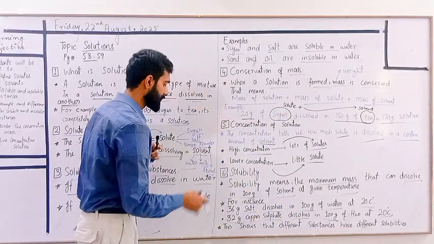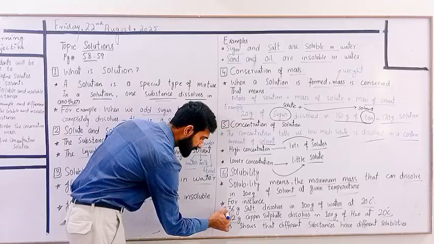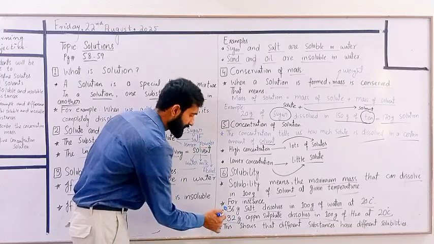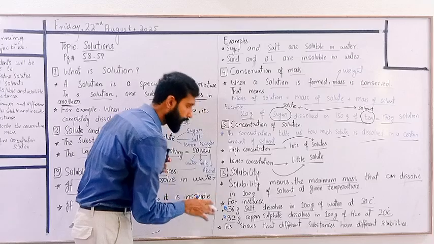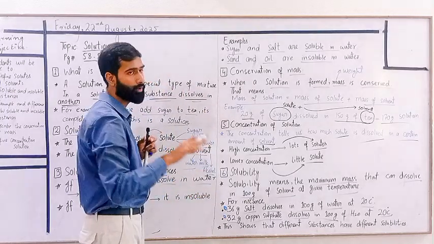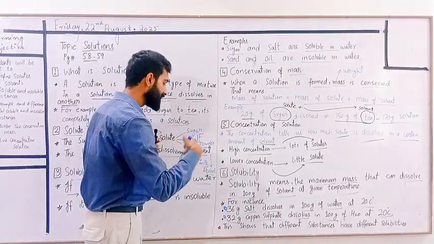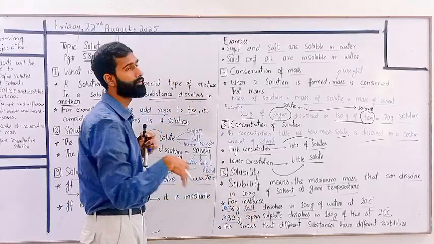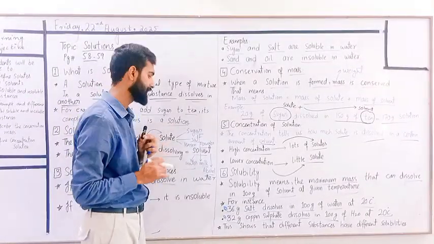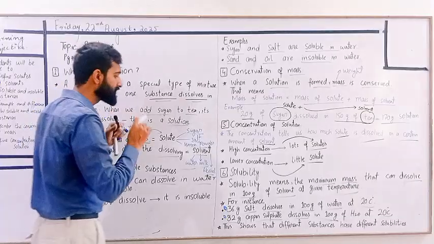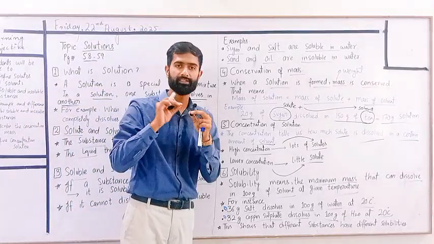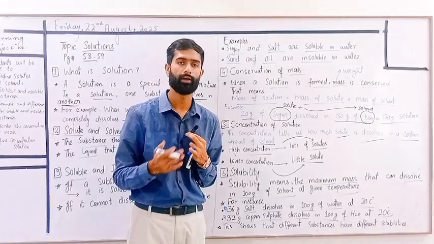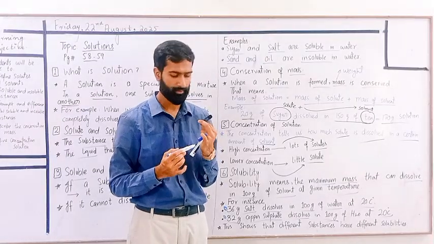Where is the difference? The difference is here: 36 gram and 32 gram. 36 gram of salt can dissolve in 100 gram of water at 20 Celsius. On the other side, 32 gram of copper sulfate can dissolve in 100 gram of solvent at 20 Celsius. So what does it mean? This shows that different substances have different solubilities.